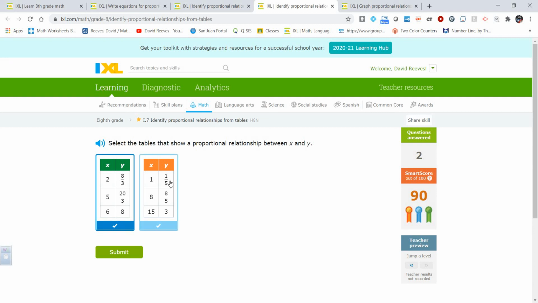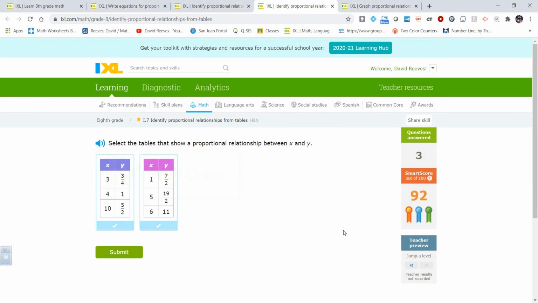All right, this one right here, 1/5 divided by 1 is going to be 1/5. 8/5 divided by 8, that's going to be 1/5. And 3 divided by 15, that is also 1/5. So the constant of proportionality here is 1/5. The equation would be y equals 1/5 x.